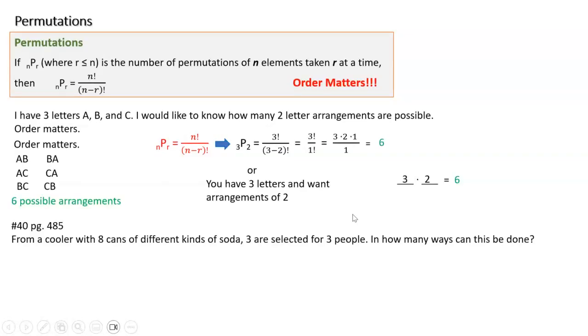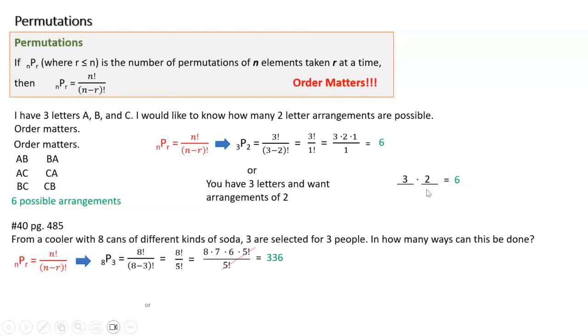Here's an example. From a cooler with 8 cans of different kinds of soda, 3 are selected for 3 people. How many ways can this be done? By using the permutation, it's going to be 8 permutation 3, which gives us 8 factorial over 5 factorial, which is 8 times 7 times 6 times 5 factorial over 5 factorial. The 5 factorials cancel, so we're left with 8 times 7 times 6, which gives you 336.